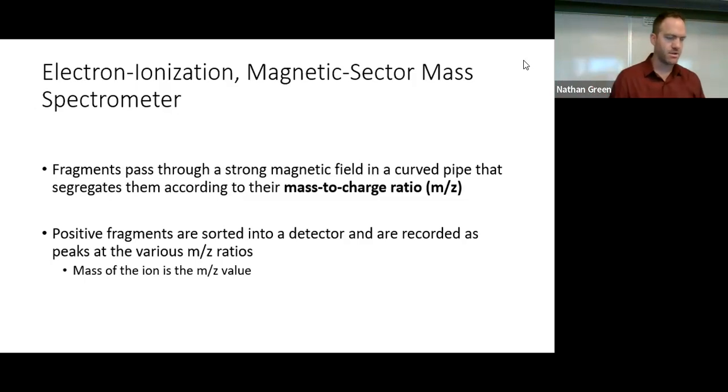Heavy pieces of the molecule travel through very slowly. Our mass spec is going to show how those pieces come together in what's called the mass to charge ratio. So this is important. The mass is going to tell us how much the fragment weighs. The charge is really the most important piece of this, because if you don't have a charge, the molecule does not show up on a mass spec.